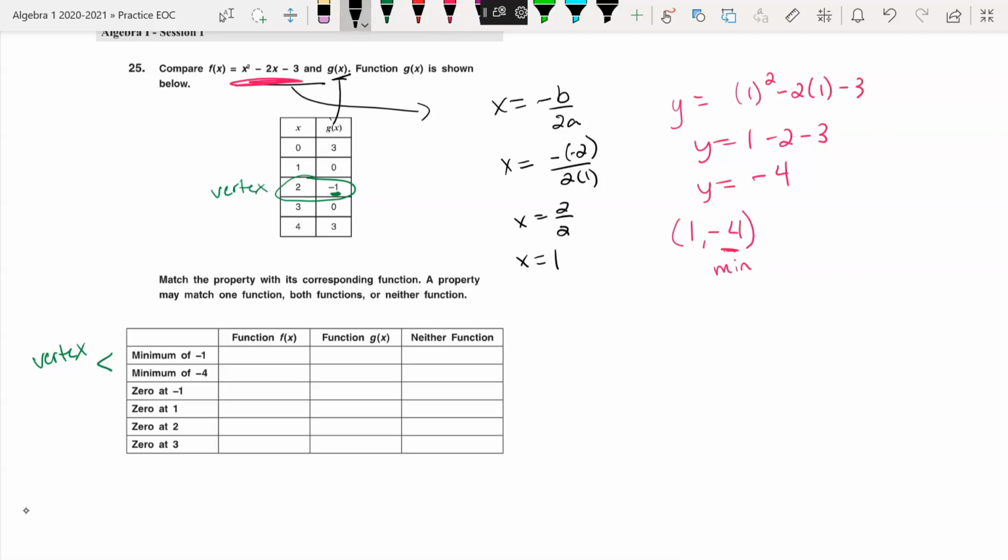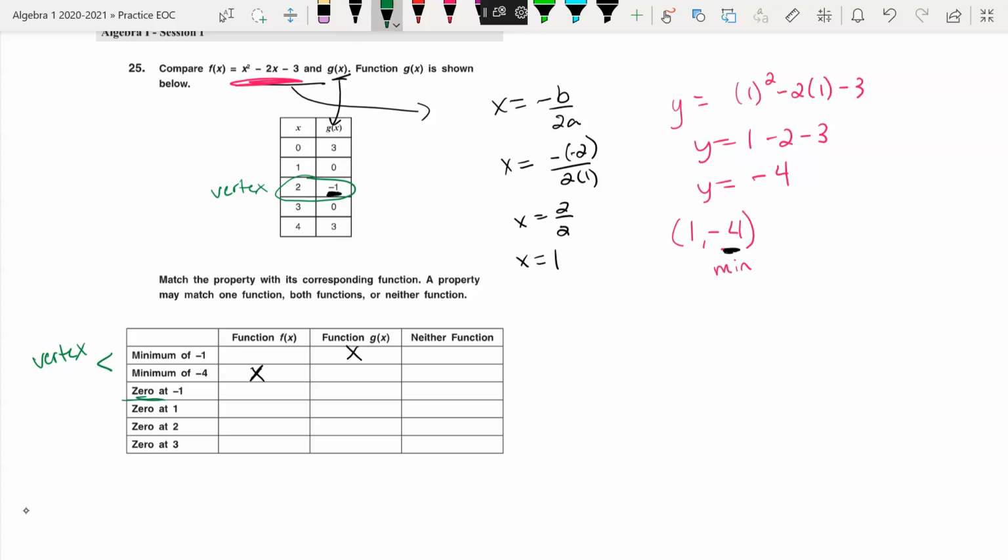g of x is for the table. So f of x, does it have a minimum of negative 1? No, that's at negative 4. We know g of x has the minimum of negative 1 though, because that's here. Which means f of x has a minimum of negative 4. That would be f of x.